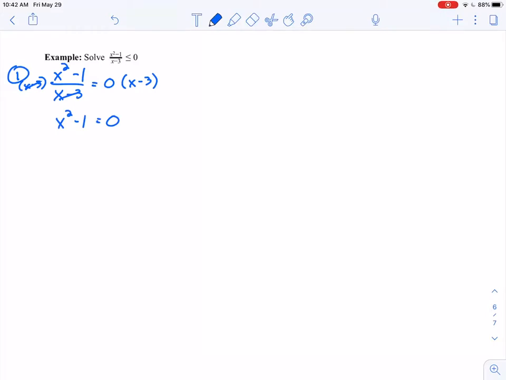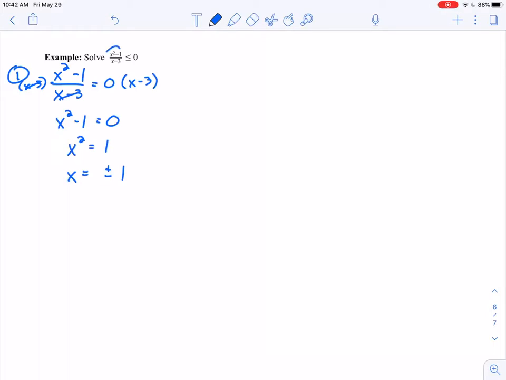From here, this is something that can be factored, or you can use square roots. If you wanted to, you could use the quadratic formula. I don't know why you would, but you could. I'll use square roots here. X squared equals 1. I take the square root of either side. I end up with x equals plus or minus 1 here. So I actually have two partition numbers here, both positive 1 and negative 1.